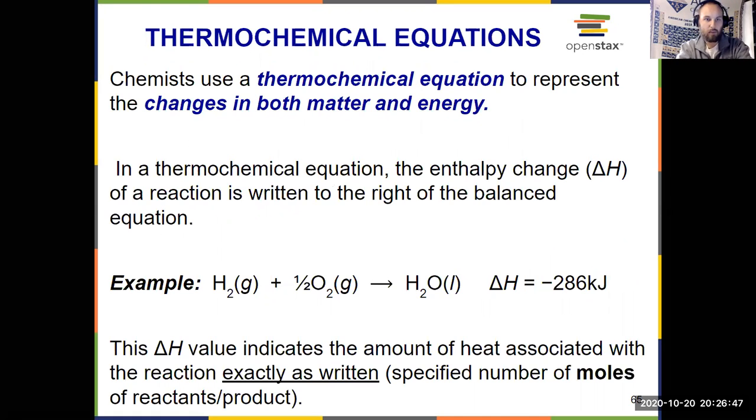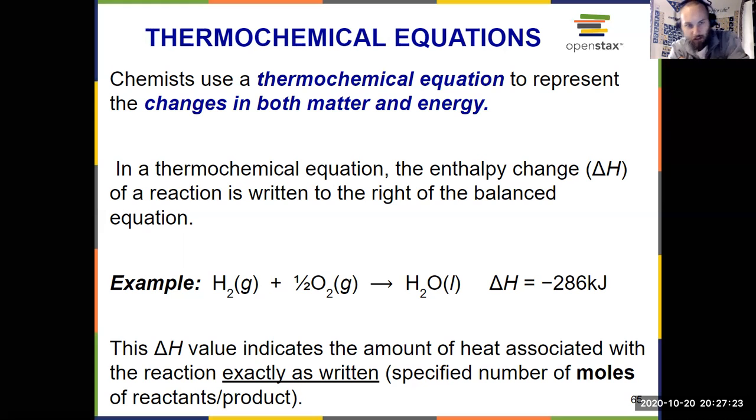The next is to be familiar with what's known as a thermochemical equation. A thermochemical equation looks a lot like the chemical equations we've seen already, except that they describe both matter and energy. So if I'm writing a thermochemical equation, it has to include the enthalpy change, and it's always just written off to the right-hand side. In this case, delta H, the enthalpy change, was negative 286 kilojoules. The fact that that's negative tells me it's an exothermic reaction.